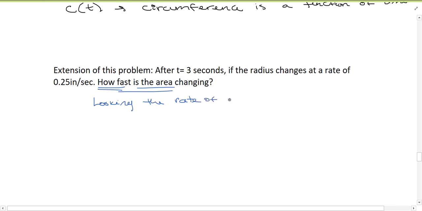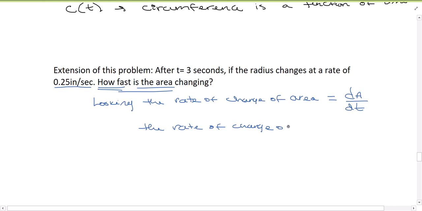So how can you write that mathematically? Meaning, what will the notation be? So the rate of change of area will be dA dt, because the area is changing with respect to time. And we know if the radius changes at a rate of 0.25 inches per second, notice that this is also with respect to time. So the rate of change of the radius will be dr dt, because radius is a function of time, and we know that that's 0.25 inches per second.